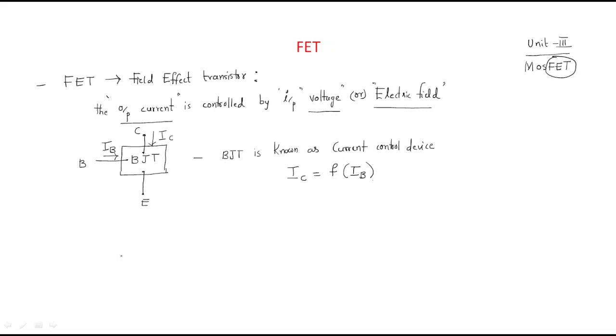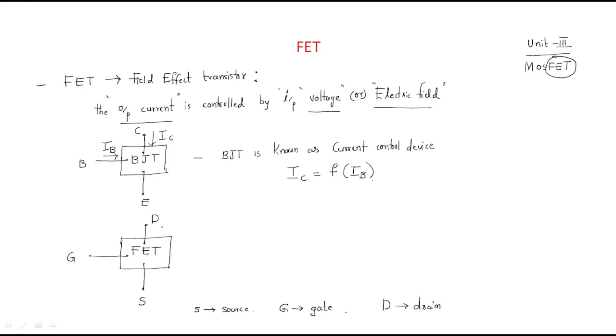But the field effect transistor is like this. Here we have the field effect transistor representation. In this field effect transistor, the emitter is replaced by the source, the base is replaced by the gate, and the collector is replaced by the drain. So S is source, G is gate and D is drain. These are the full forms.